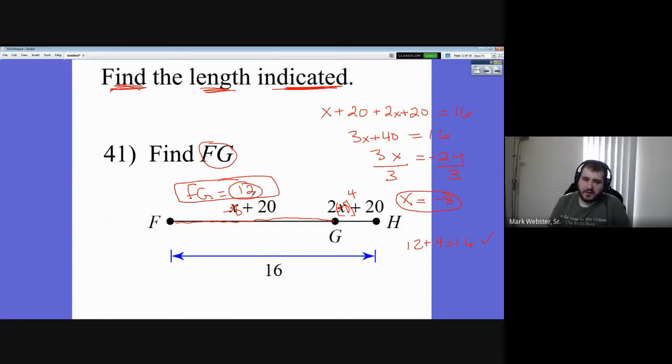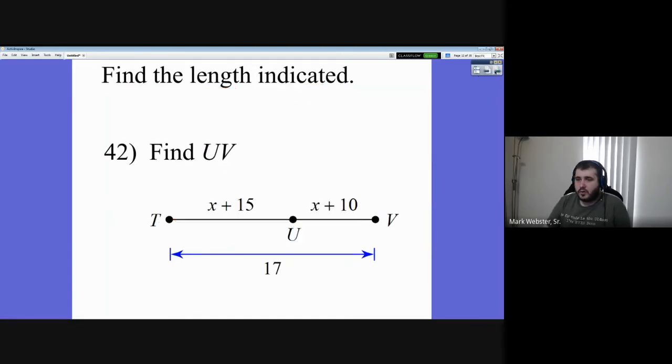And we know that the final answer is 12 because look what they told us to do. It said find the length of FG, because we want to find the length that's indicated. All right. So all the rest of these are exactly like this, right? Part plus part equals whole, and they want you to find the piece that they give you. So just do it out.